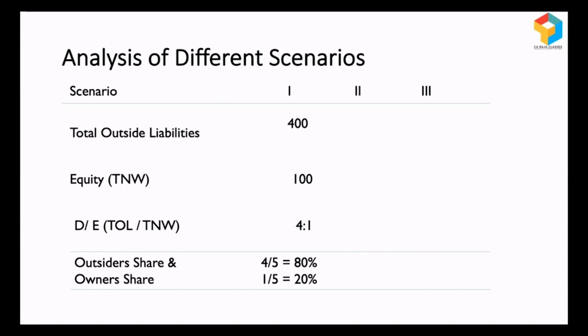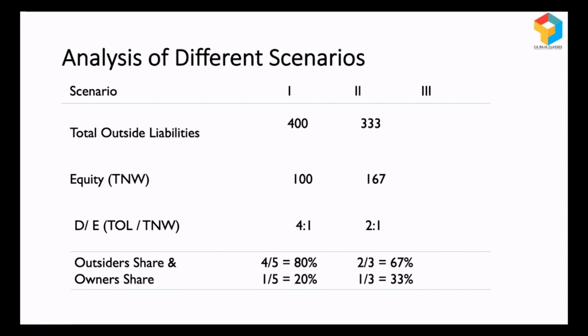I'm going to take the same total funds of 500, but I'm just changing the proportion. I'm saying total outside liability is 333 and equity is 167, and if I calculate debt equity ratio, it is 2:1. 333 by 167 gives 2:1. It means if 1 rupee is contributed by the owner, this business is borrowing 2 rupees. So put together, if this business is raising 3 rupees, of which 2 out of 3, 2/3 is contributed by outsiders, and 1 out of 3, 1/3 is contributed by the owners.